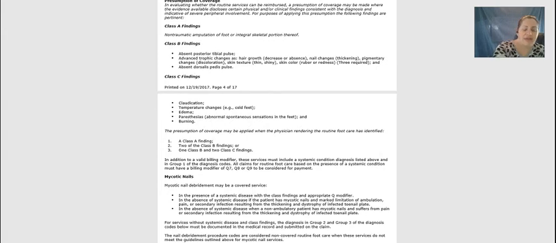We have these Class A findings, Class B findings, Class C findings. Doctor's going to have to be involved in this. This is not just biller's responsibility. So they have these categories of medical condition findings to separate what's going to be covered and what's not covered.